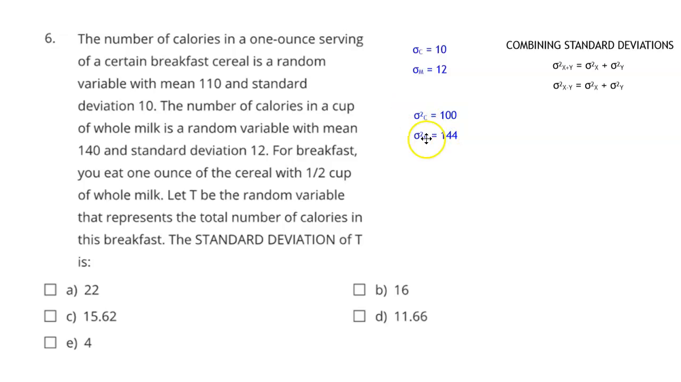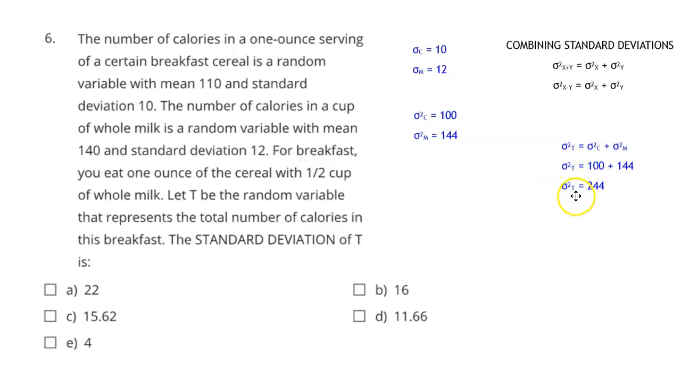So we can easily square each of these standard deviations to get the variances, 100 and 144 respectively, and then we can combine them to get the variance of the combination of the two random variables. So a fairly straightforward procedure is to add these two variances together. 100 and 144 is 244.